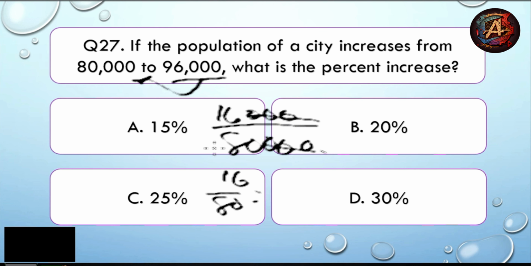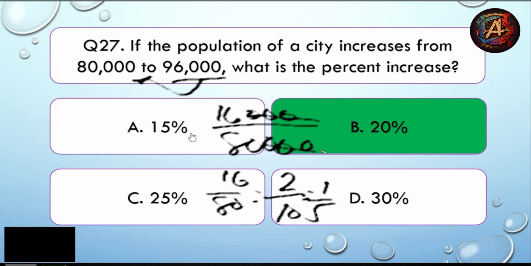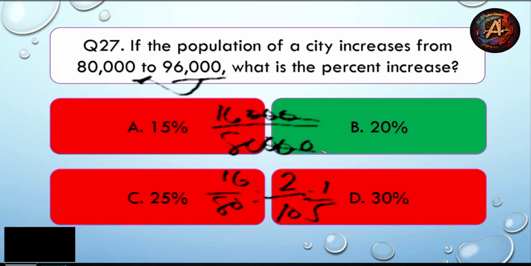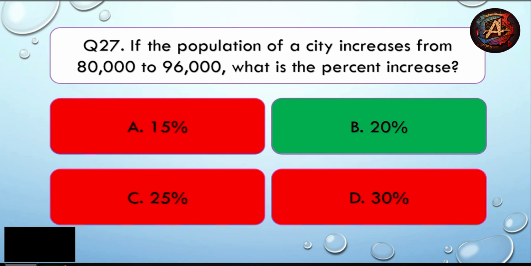And of course, 16 over 80 is both divisible by 8. So 16 divided by 8 is 2. 80 divided by 8 is 10, right? So 2 over 10 can still be reduced to 1/5. So 1 out of 5 in percentage form is 20%, because 1 divided by 5 is 0.20, and 0.20 when converted to percentage is 20%. So the correct answer for this question is letter D. Alright, my dear math learners, we are correct. Easy, right? Very easy. So now let us go to question number 28.